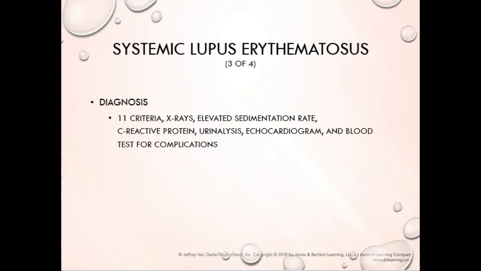X-rays would show damage to joints. An elevated sedimentation rate is a blood test, and C-reactive protein for your inflammation. Urinalysis to see if you're depositing any of those complexes or any breakdown in the glomerular unit. We'll get into that in the future. But if you start to damage the filtration system of the kidney, you're going to start dumping proteins and glucose into the urine. So that'll start to show up. Echocardiogram to see if there's any pericarditis or inflammation around the heart. Blood tests for any other complications that could be possible.